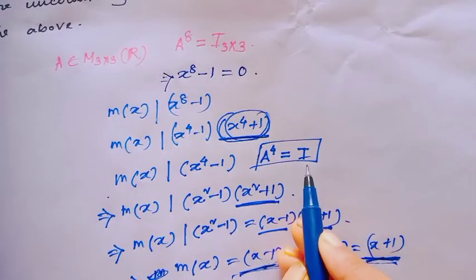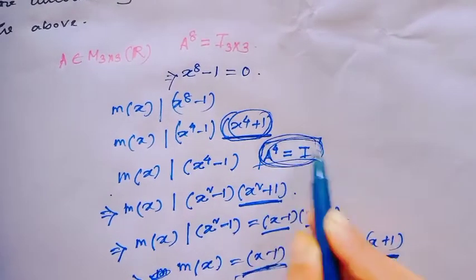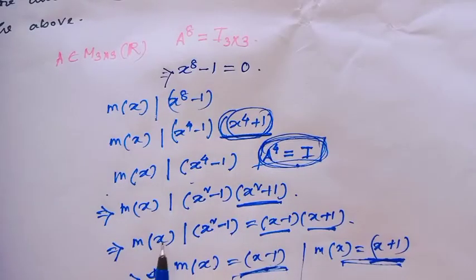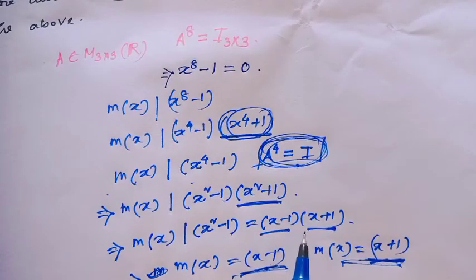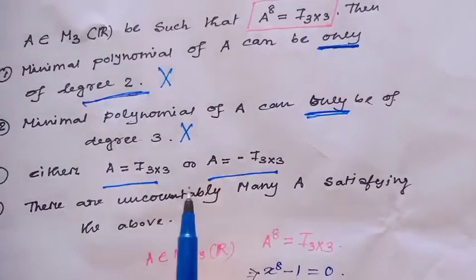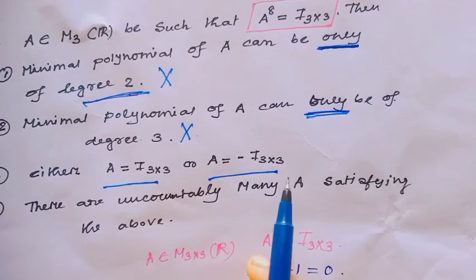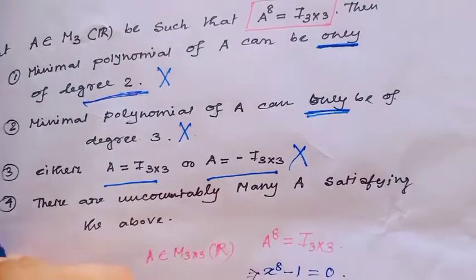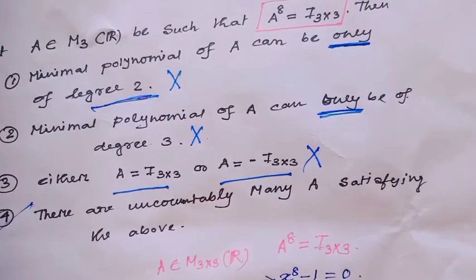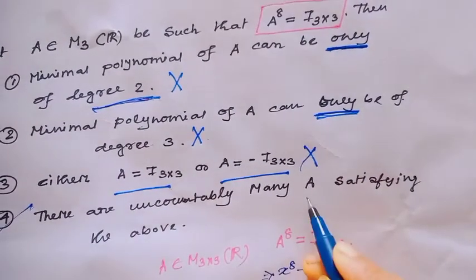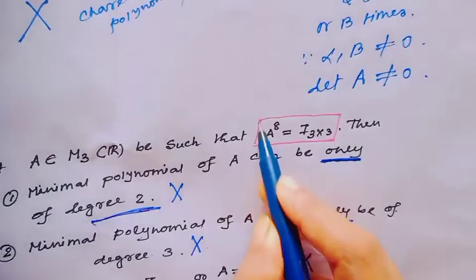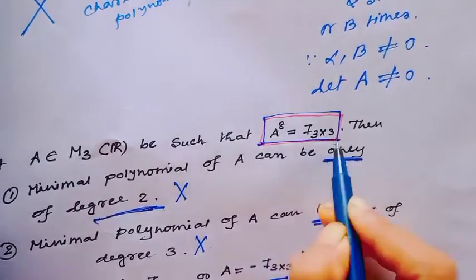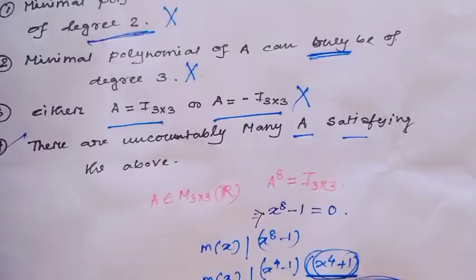Notice here A to the power 4 equal to I, obviously by this expression we can tell. If we consider the minimal polynomial equal to x minus 1 times x plus 1, then A equal to I3 or A equal to minus I3 is not necessarily possible. That means only option 4 is the right option. There are uncountably many A satisfying the above equation. Are you getting? Have you understood?